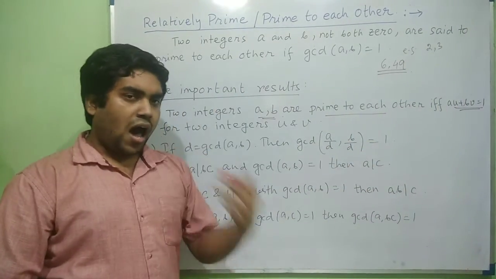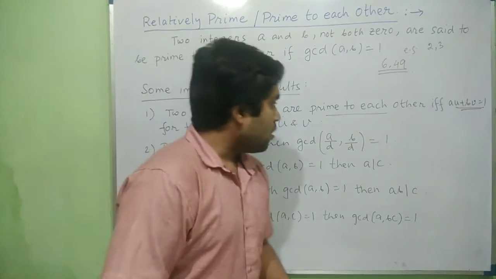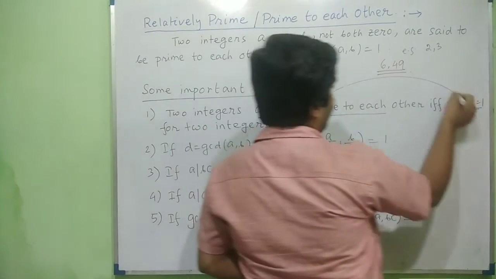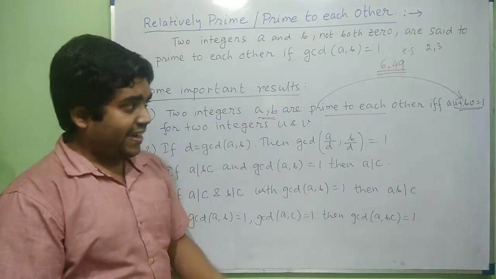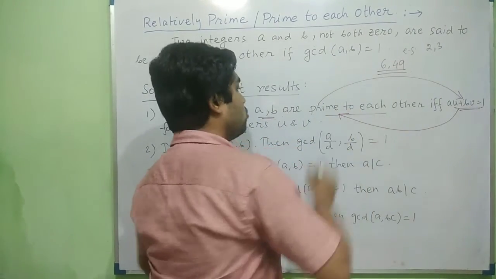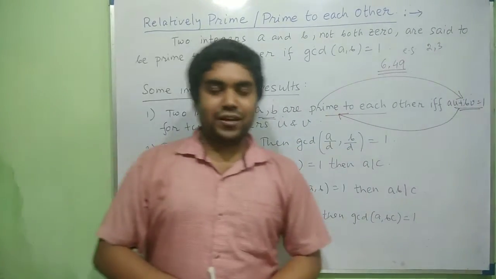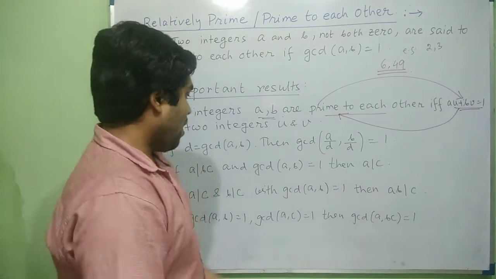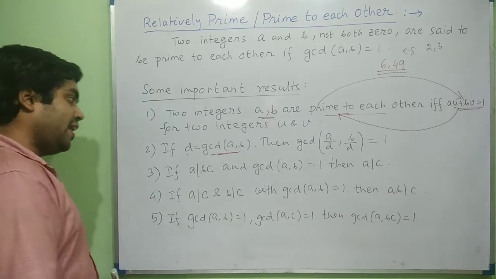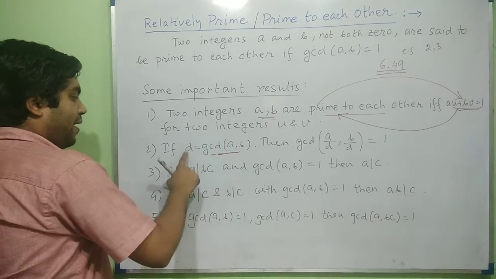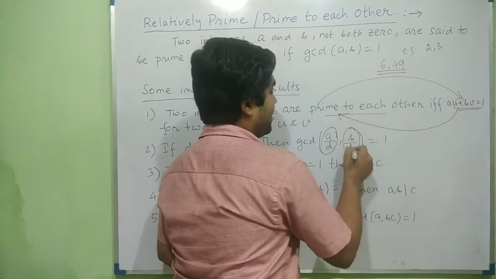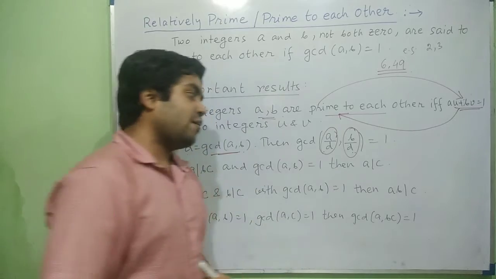Therefore, if we are given that a and b are prime to each other, then it will imply au plus bv equals 1. Again, if we are given that au plus bv equals 1, then we must conclude that a and b are prime to each other integers. Our second statement is if d is the GCD of a and b, then if we divide the integers a by d and b by d, then the new integers a by d and b by d will be relatively prime or prime to each other.